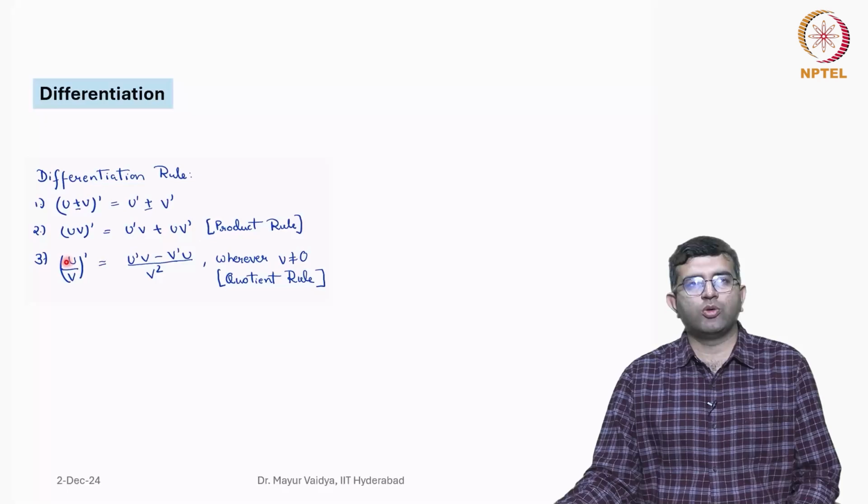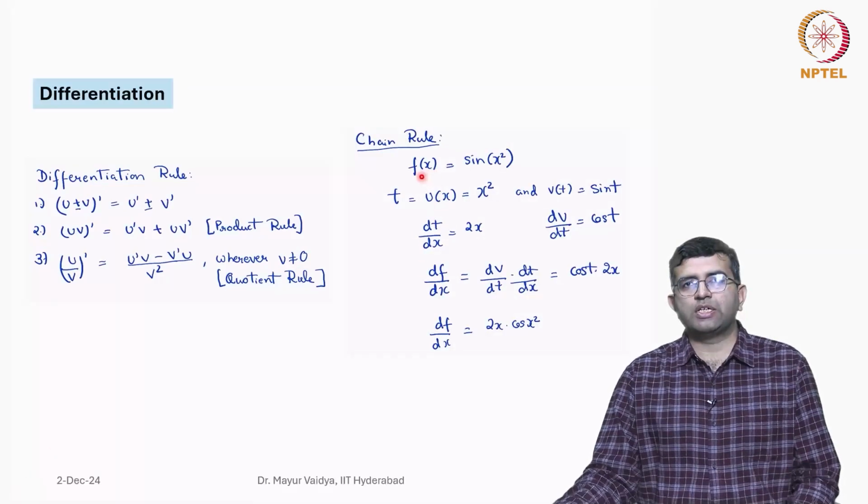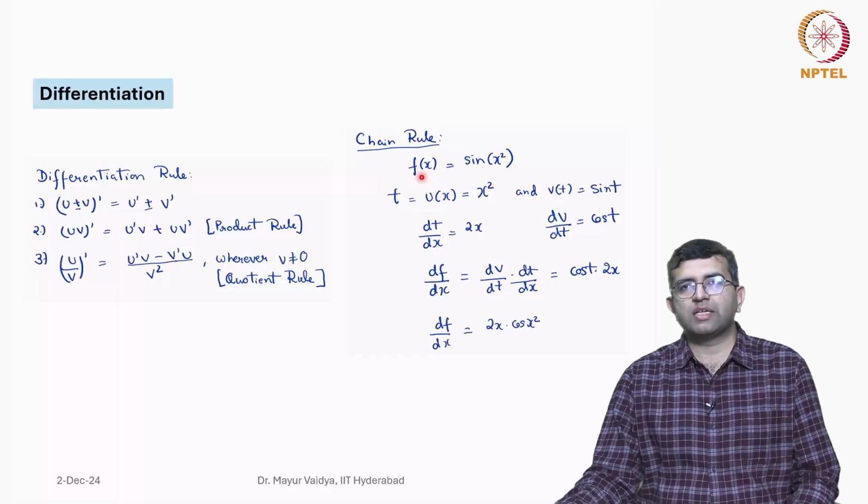And when you want to differentiate u by v, then it is equal to u dash v minus v dash u divided by v square, wherever v is not equal to 0. So, this is also known as the quotient rule. So, let us also take one example of what is known as a chain rule.